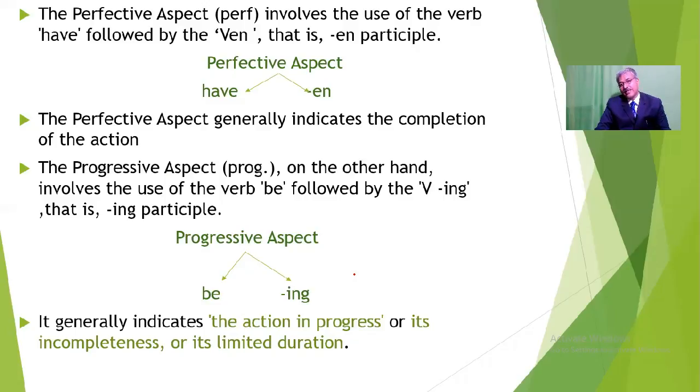Dear learners, we should remember that the perfective aspect, which has the structure of have plus en, indicates the completion of the action. While on the other hand, the progressive aspect involves the use of the verb be followed by v-ing, that is ing participle. And here is the structure of progressive aspect: be plus ing form. It generally indicates the action in progress or its incompleteness or its limited duration. As ing itself shows that the action is in progression, it is incomplete.